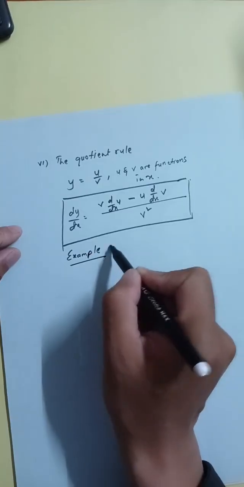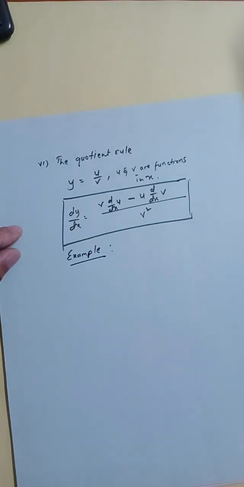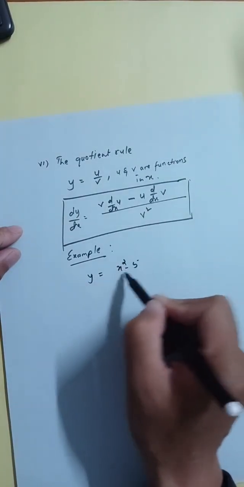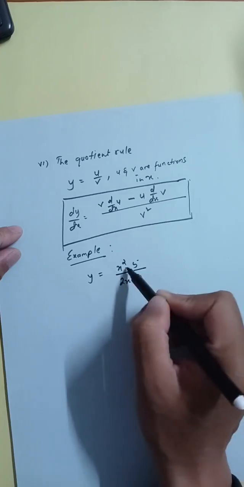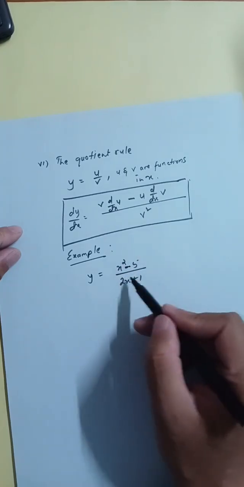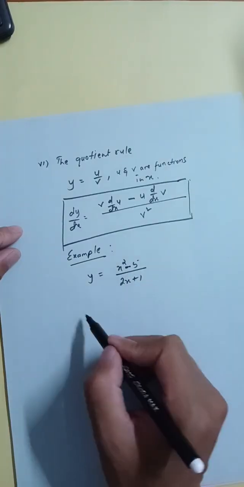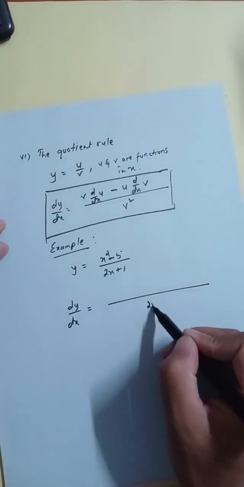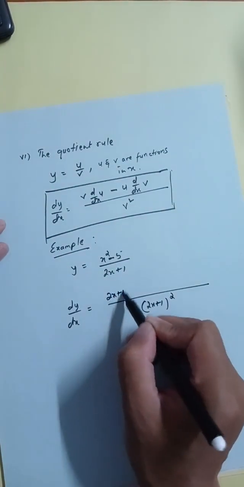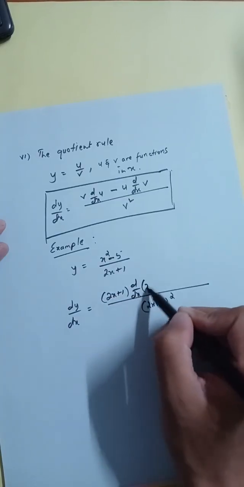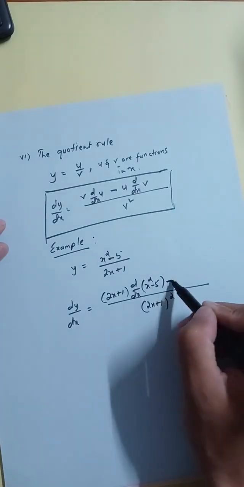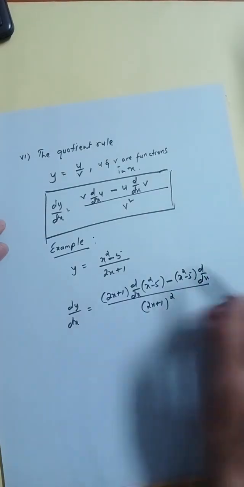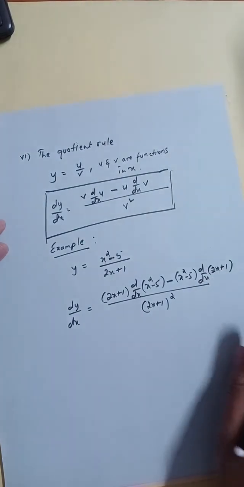Example: if I have y equal to x square minus 5 divided by 2x plus 1, we have a numerator and denominator which are functions in x. So what will be my dy over dx? It will be equal to the denominator squared, so you're going to get 2x plus 1 whole square. Take the denominator 2x plus 1, differentiate your numerator which is x square minus 5. Minus, then take your numerator x square minus 5 and differentiate your denominator which is 2x plus 1.